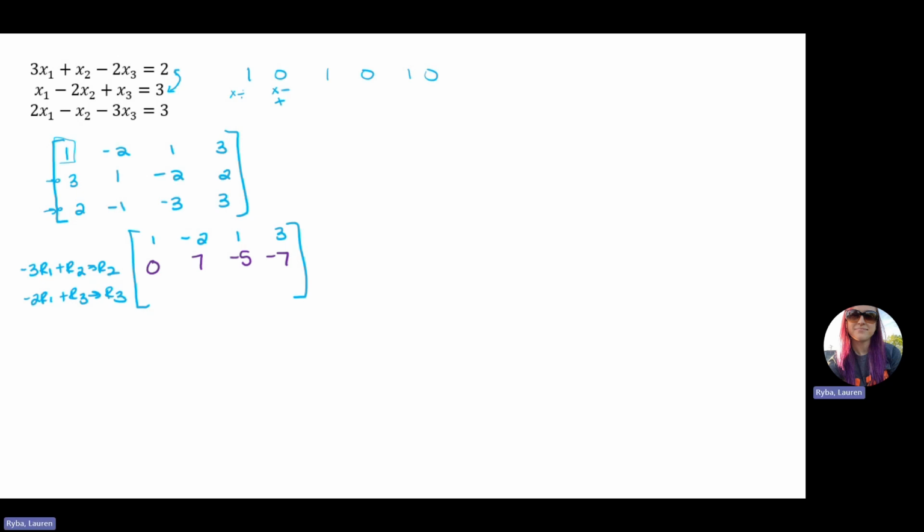Now I'm going to do the same thing with the bottom row, except I'm going to multiply by -2. So 1 times -2 is -2, add it to 2, cancels out. -2 times -2 is 4. 4 plus -1 is 3. 1 times -2 is -2, plus -3 is -5. 3 times -2 is -6. -6 plus 3 is -3. So step 2 is complete. So 1 we already did. That was step 2. Get our zeros.